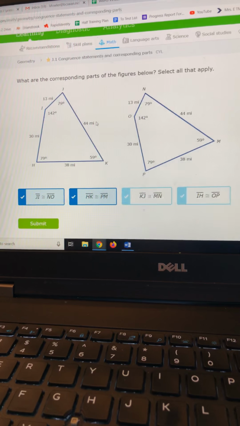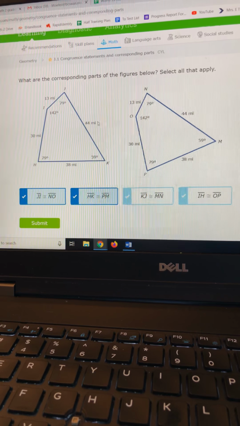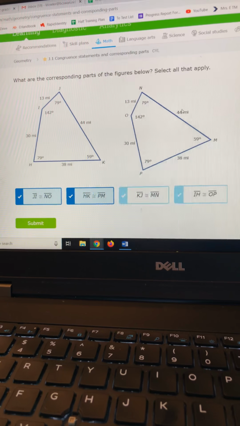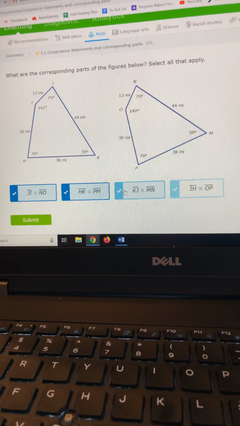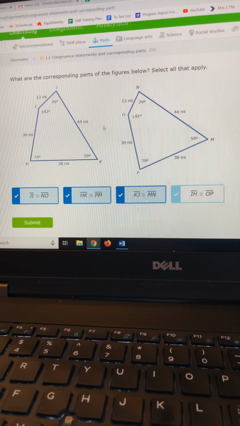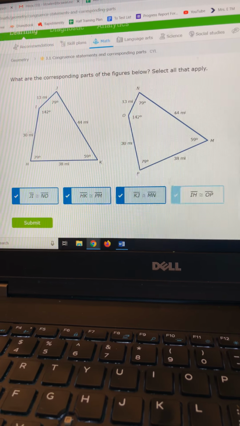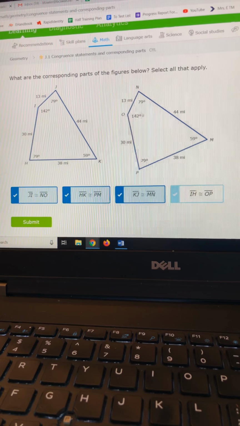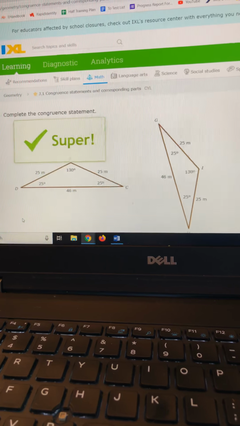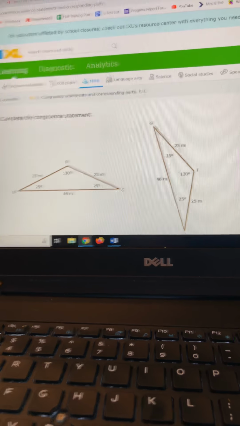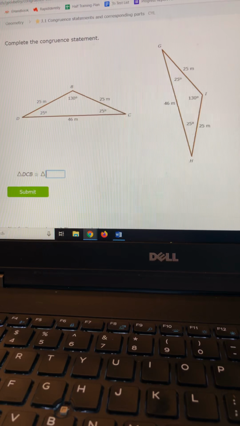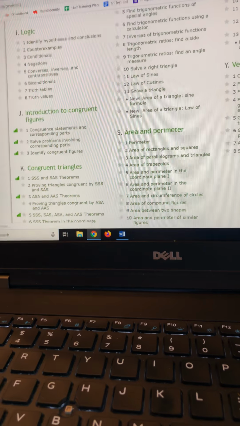KJ is 44, and K is 59 degrees. MN is 44, and M is also 59 degrees, so that works. I to H is 30. O to P is 30. I is 142, O is 142 degrees, so that does work. Submit. See? Easy. Not bad. You're just going to do the statements and find the corresponding parts. So that's one IXL you do today.